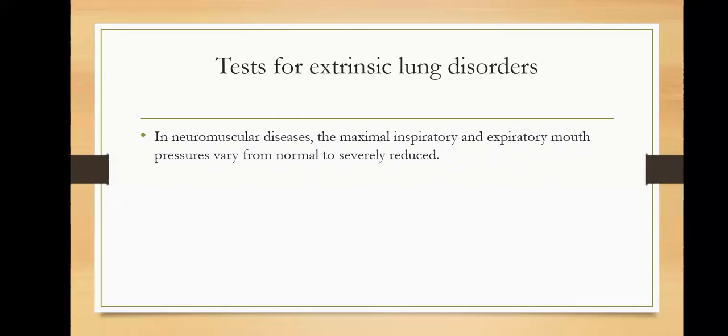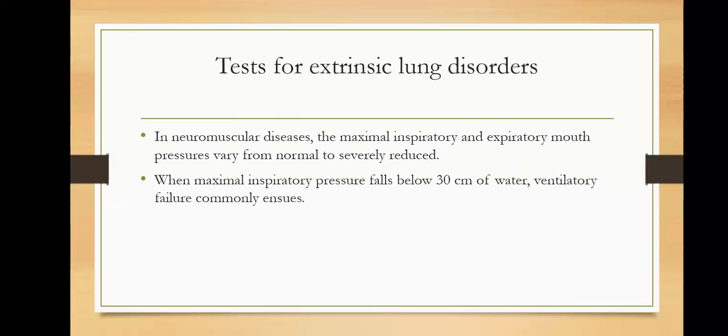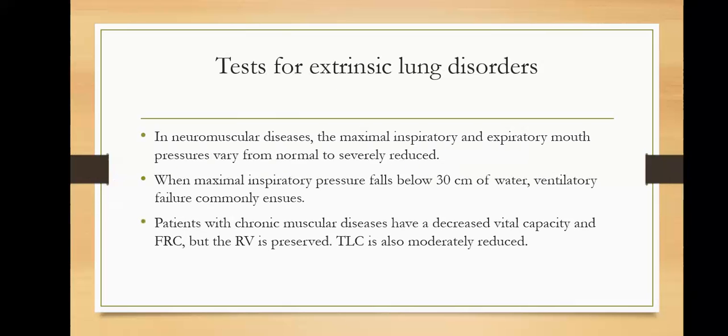So patients with chronic muscular diseases have a decreased vital capacity and functional residual capacity, but the residual volume is preserved and the total lung capacity is moderately reduced. So they also have an increased residual volume to total lung capacity ratio.